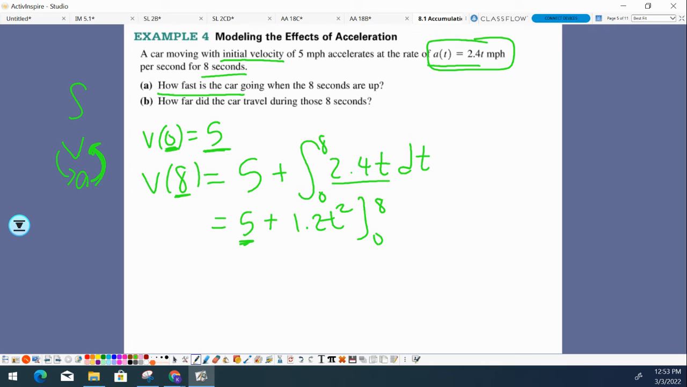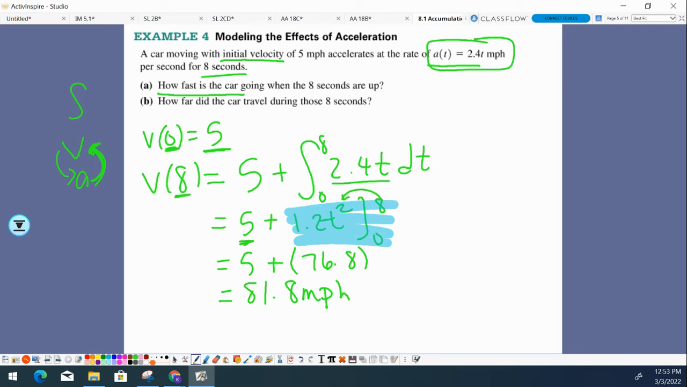Now, make sure you're keeping all of this separate. This is the only part of the integral, okay? All right, so this 5, I'm just adding on, plug in the 8 so I can do the top. So 8 squared is 64 times 1.2 is 76.8. So my velocity at time 8 is 81.8 miles per hour.